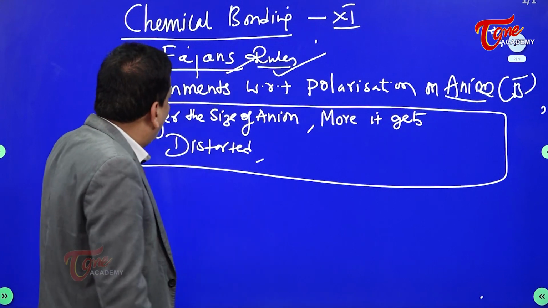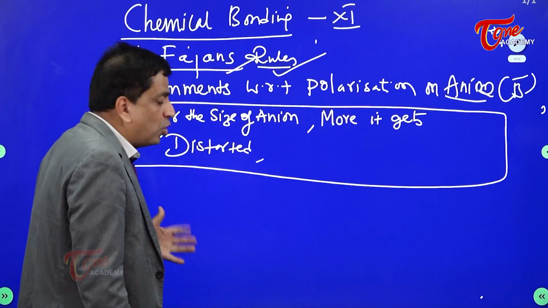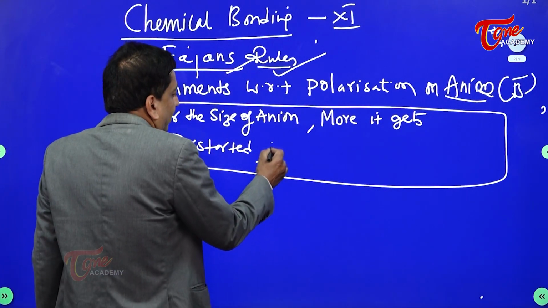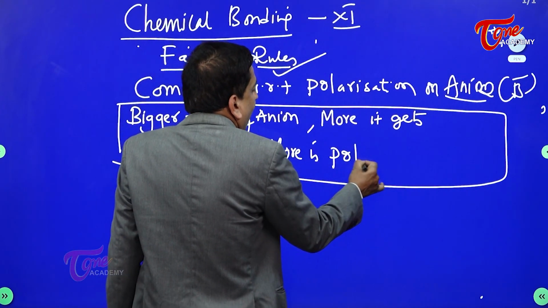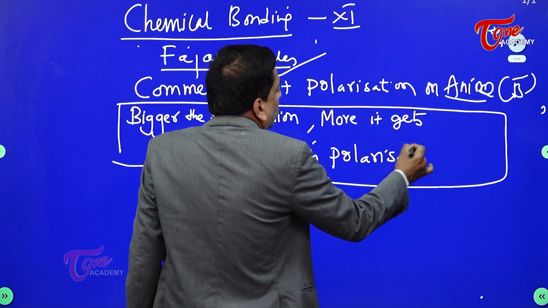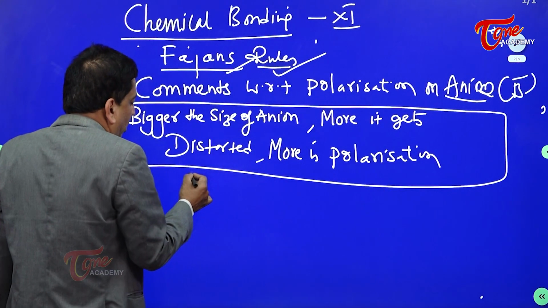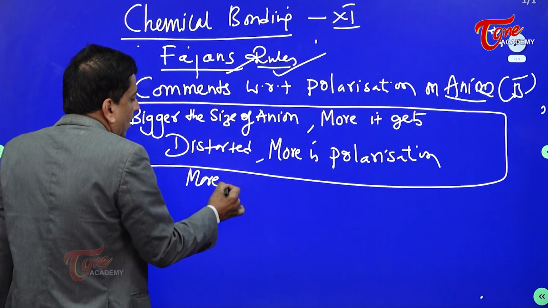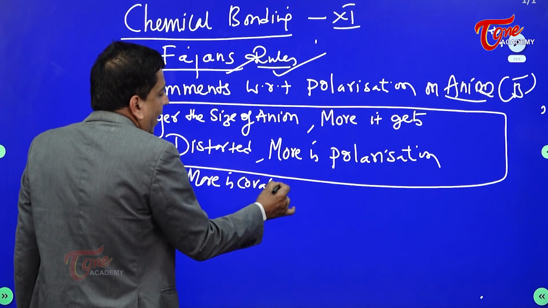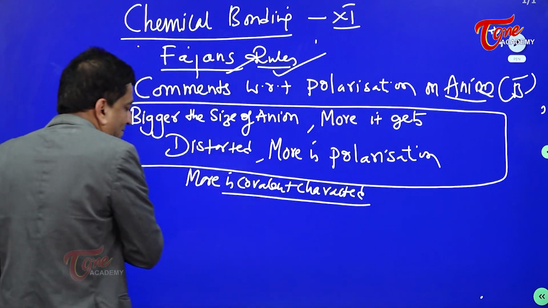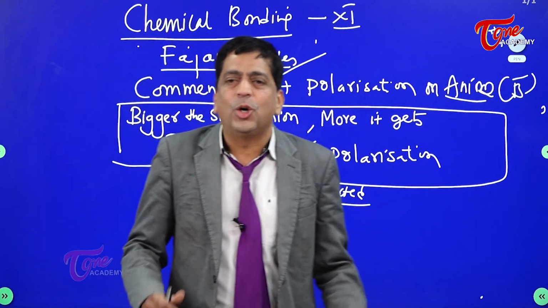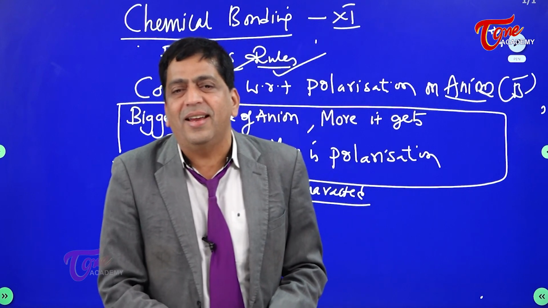So because of the size of the anion, more it gets distorted, then more is polarization. And more is polarization, more is covalent character. More is what? Covalent character, you must understand.